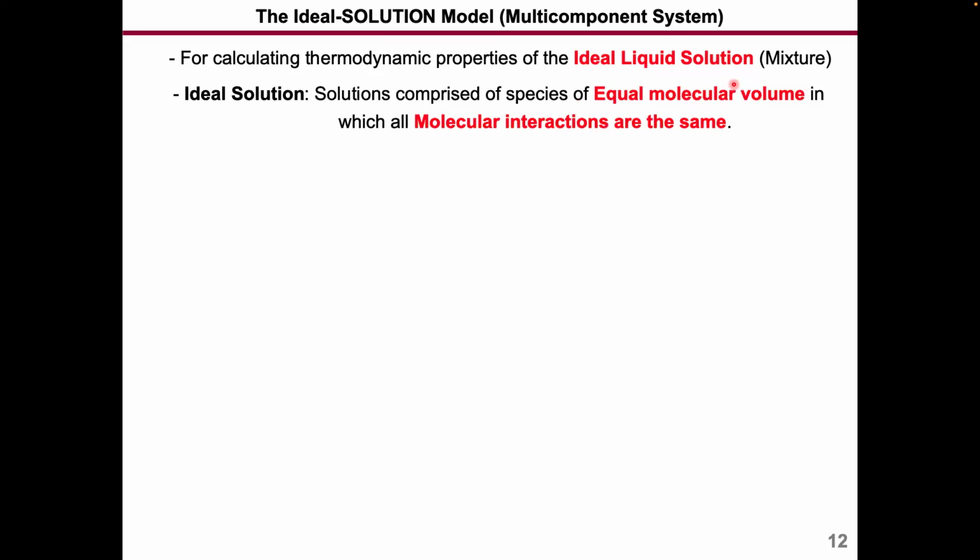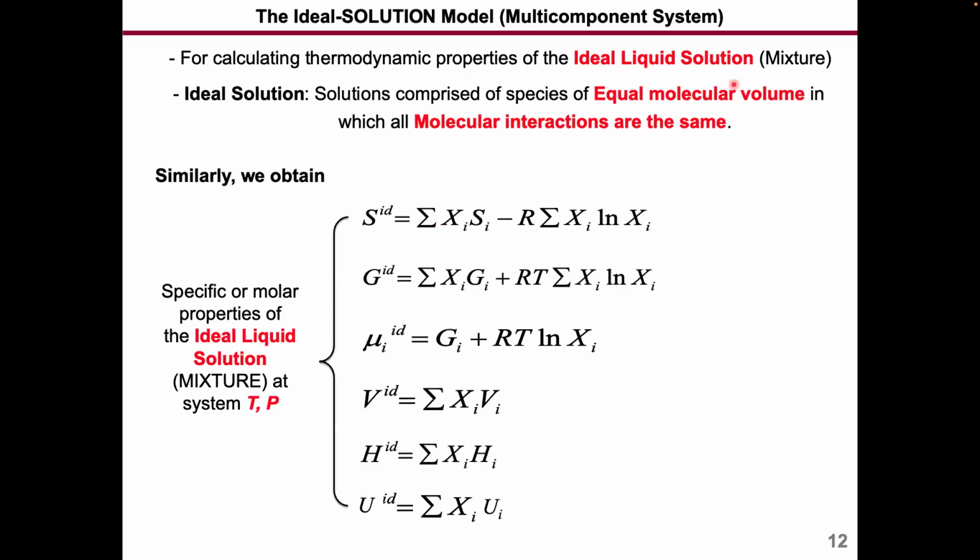And the ideal solution is defined as solutions comprised of species of equal molar volume, equal molecular volume, in which all molecular interactions are the same. So this is in analogy to ideal gas, right? And then similarly, we can obtain S^ID. ID means ideal solution. Okay, ideal gas is IG, right?